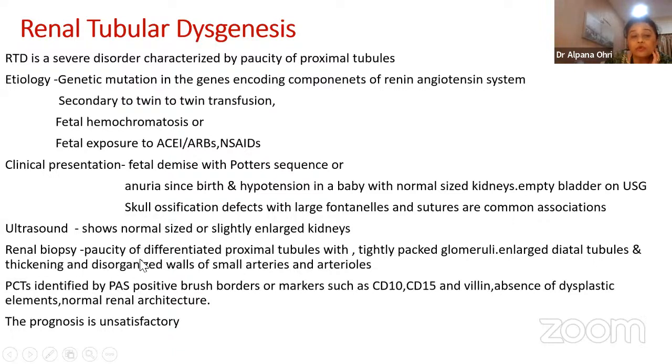Biopsy is very typical. It shows paucity of differentiated proximal tubules, tightly packed glomeruli, and the prognosis is unsatisfactory. They progress to ESRD very fast. Very rare case report of survival up to 2 years has been documented.